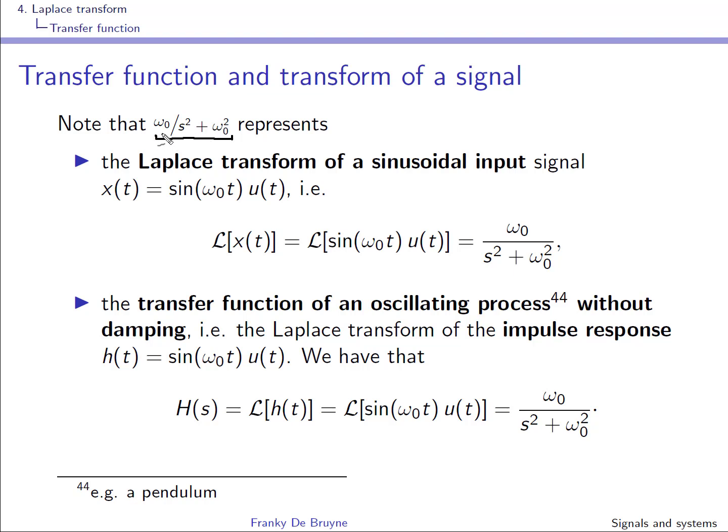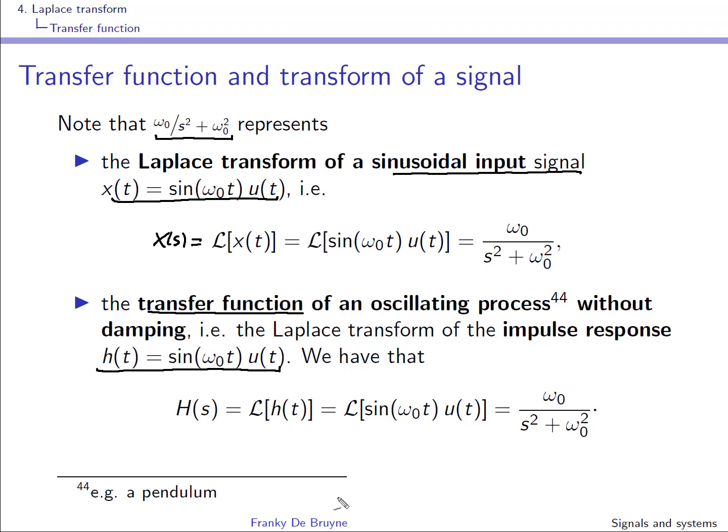Well, it can be the Laplace transform of an input signal, okay, and in this case the input signal is a sine, okay, and this input signal you can put it at the input of a system, and in this case it's a x of s. But this quantity, this function of s, can also represent the transfer function of a system. Okay, so it's a system which has impulse response, which is a sine. Okay, so when you think about it, such a system is easy to find.